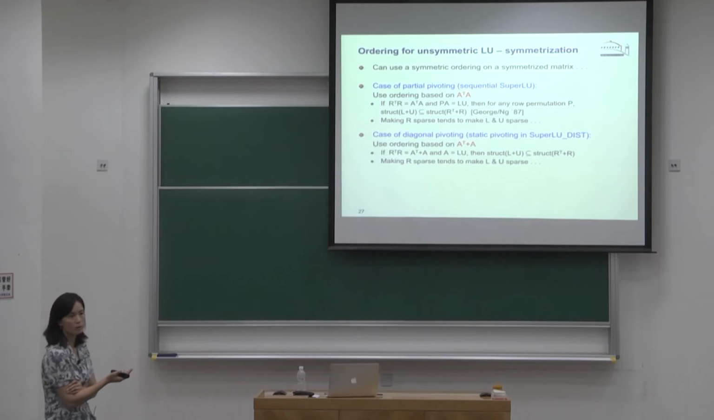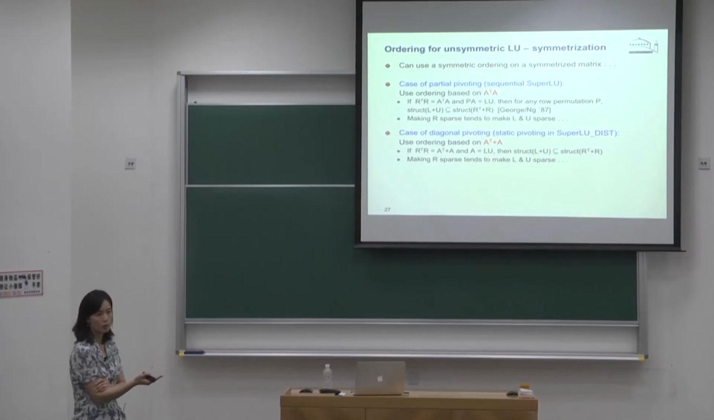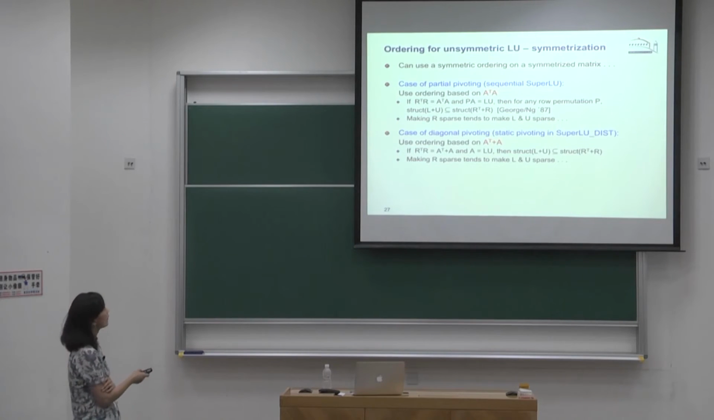There are two ways to symmetrize it. Right now we only talk about structure, not the values. One is you take A plus A transpose. Another way of symmetrizing the matrix is to take A transpose times A. Those are essentially the two ways. Then you look at the graph of this symmetrized matrix to run your minimum degree or nested dissection, and then apply this ordering non-symmetrically to the matrix A.